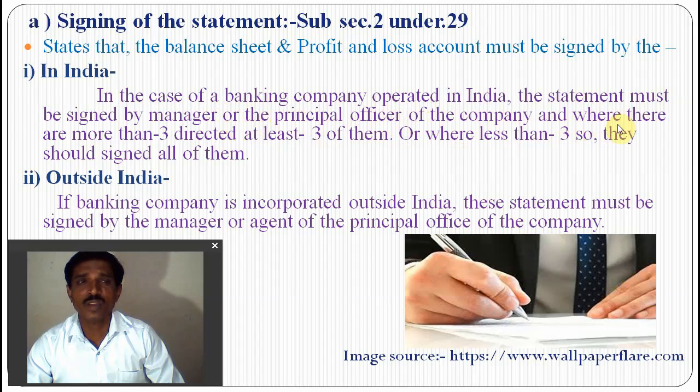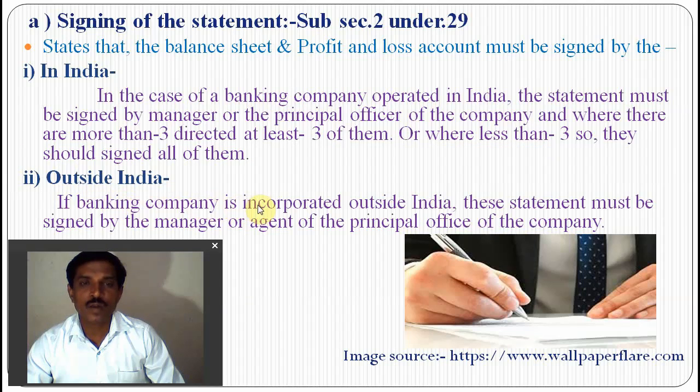When there are more than 3 directors, 5 directors or 8 directors, at least 3 of them sign on the balance sheet and profit and loss sheets. And whenever there are fewer than 3 members of the board of directors, all of them sign on the balance sheet and profit and loss account sheet.